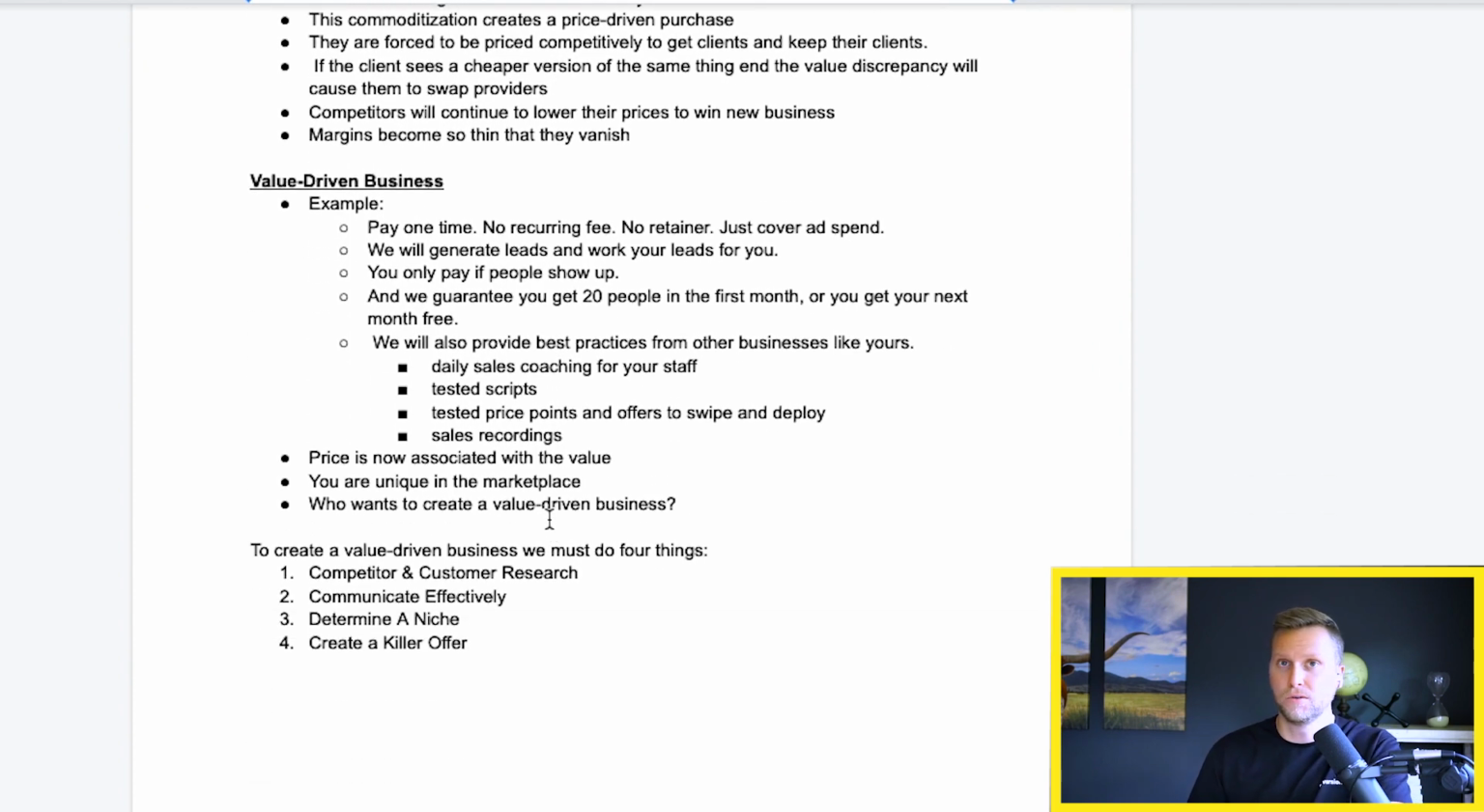What you want to do on the flip side is be a value-driven business. So you can see here on this PDF, this is an example: pay one time, no recurring fees, no retainers, we'll generate all the leads. You don't pay unless someone shows up. We guarantee you 20 people within the first month. So essentially this offer is way more valuable in the client's eyes because they are not like any of the competition, and they're giving so much more value than the other offer that you can actually charge more money with your value-based price offer. Because your price is associated with your value. You're so unique in the marketplace that they don't even associate you with any of your competitors.